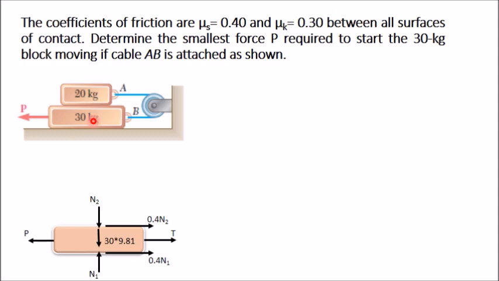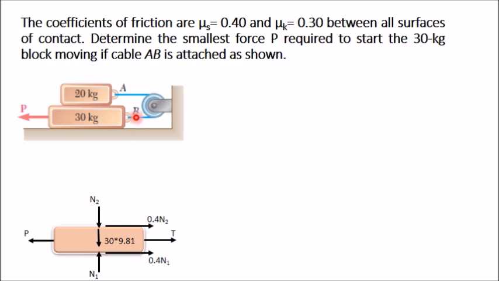This block tends to move towards the left, and therefore friction force will act in the opposite direction, that means to the right side. The maximum value of friction force is 0.4 N2 for this surface and 0.4 N1 at this surface, because for all contact surfaces the coefficient of static friction is given as 0.4. So these are the two frictional forces.